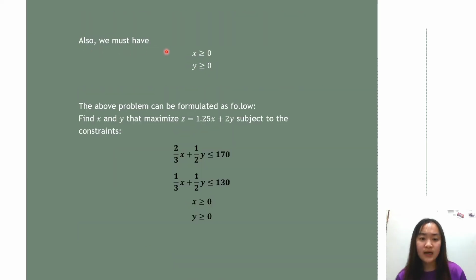Also, we must have x greater than or equal to 0 and y greater than or equal to 0. The above problem can be formulated as follows. Find x and y that maximize z equal to 1.25x plus 2y, subject to the constraints below.